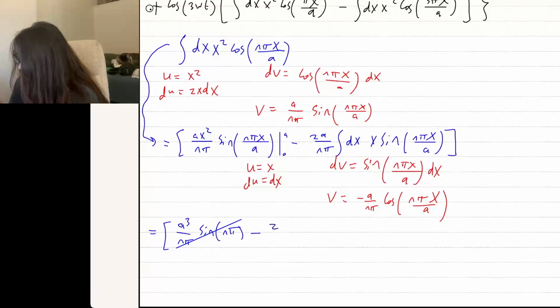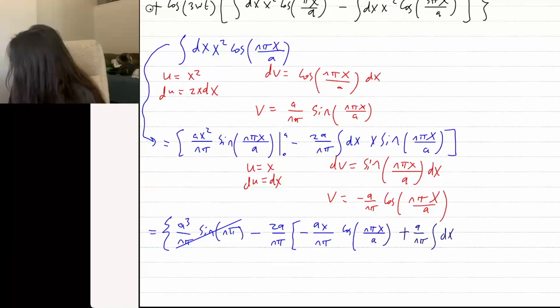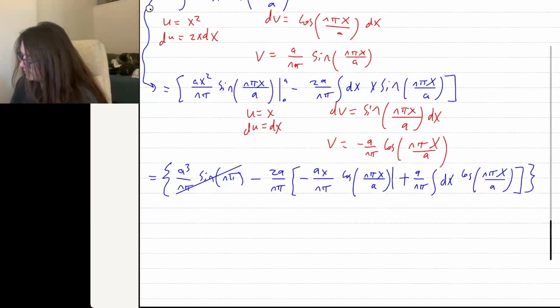Minus 2a over n pi. I should have done this in curly bracket, but whatever. Times uv, so negative ax over n pi cosine of n pi x over a, plus a over n pi integral dx cosine n pi x over a. Okay? And then I have to evaluate this from 0 to a.